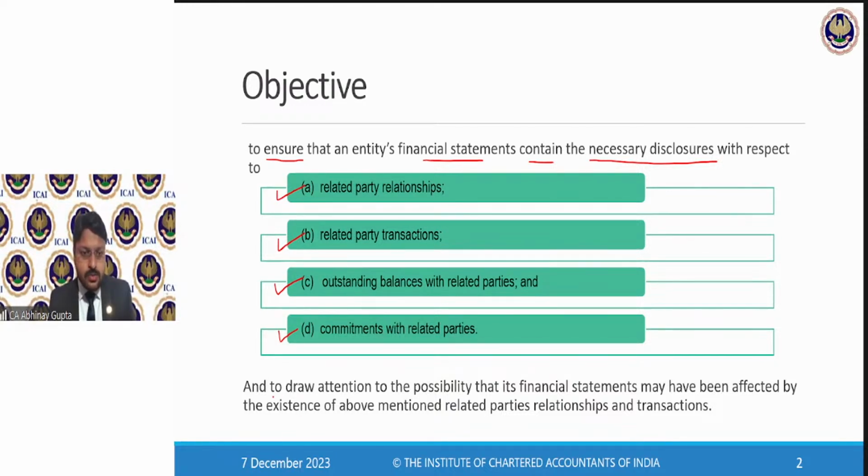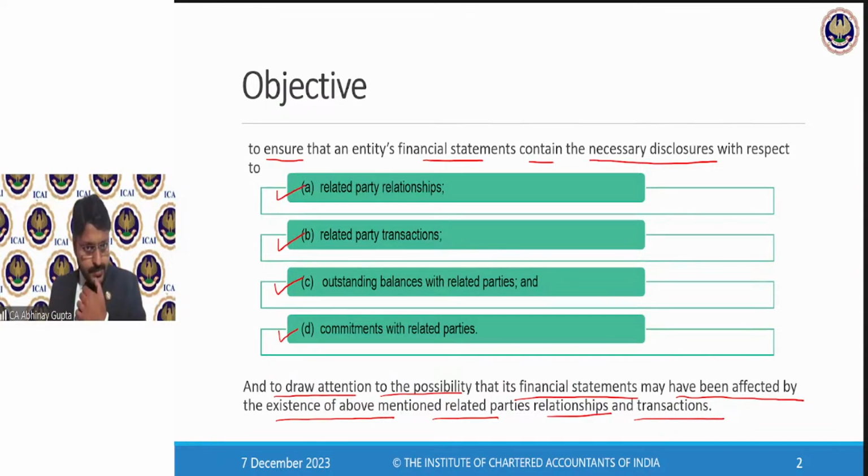So the objective of the standard is to draw attention to the possibility that the financial statements may have been affected by the existence of the above mentioned related party relationships and transactions with them, right? So this is the objective of the standard, right?